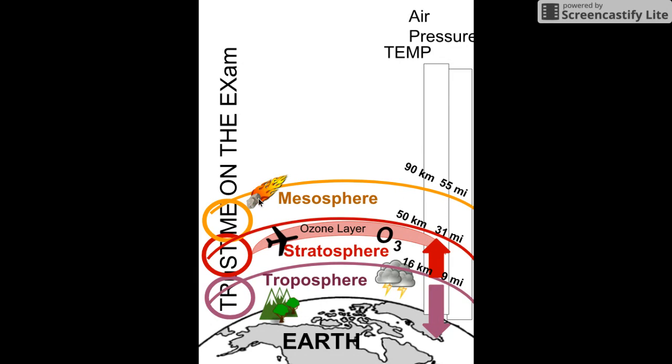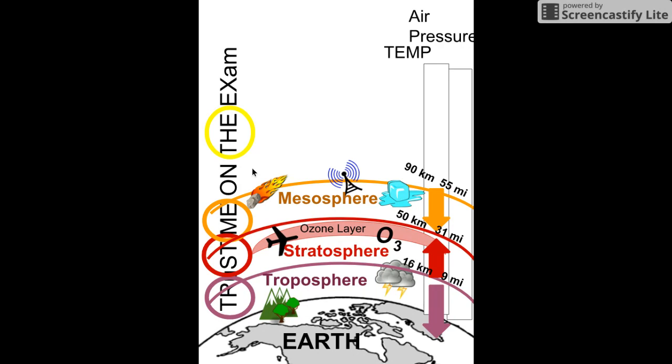This is where meteorites burn up. This is where we have radio signals that get bounced back to Earth so that we can listen to radio. This is also the coldest layer, which is why I've put an ice cube up here. And being that it is the coldest layer, temperature is going to decrease as you go up into space.